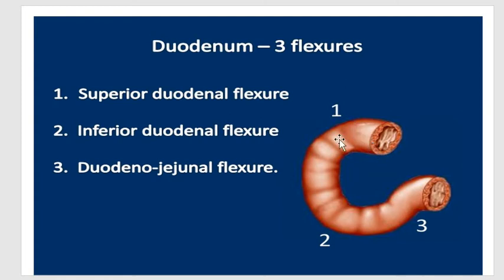The junction of the first and second part of the duodenum is the superior duodenal flexure. The junction of the second and third part is the inferior duodenal flexure. And where the fourth part, basically the last part of the duodenum, continues with the coils of the jejunum, that junction is called the duodenojejunal flexure. So there are 3 flexures in the case of the duodenum.